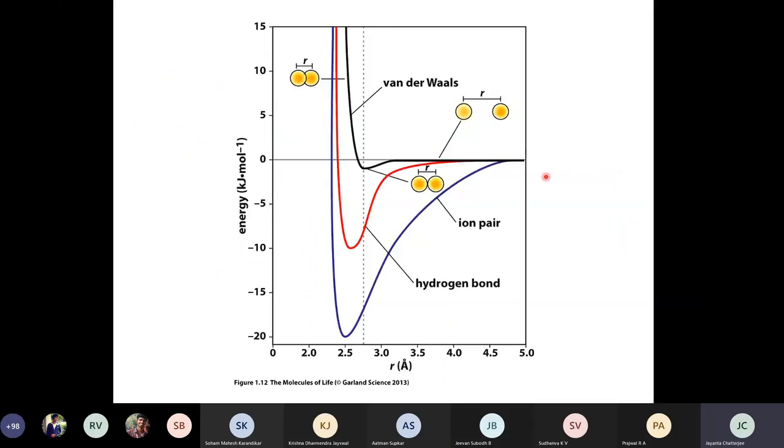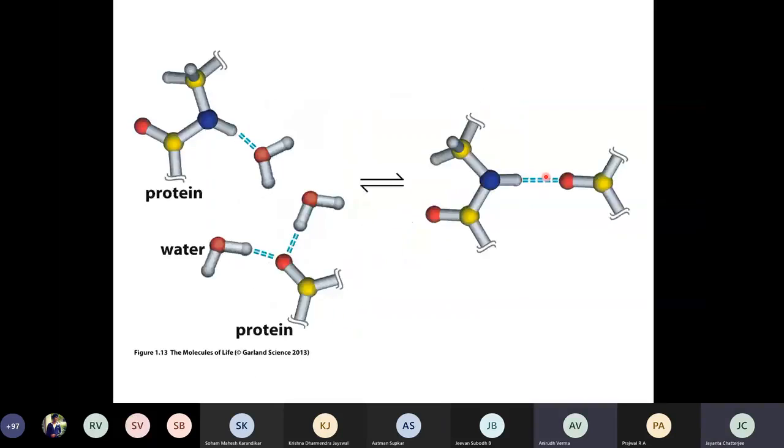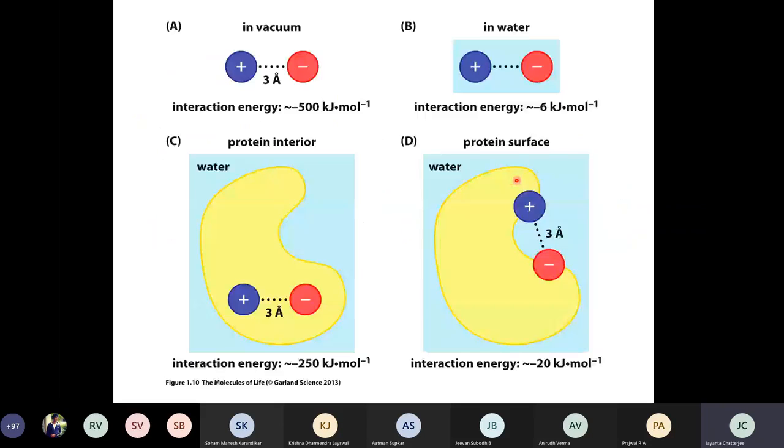Please repeat this part once. Yeah, sure. What I'm saying is, imagine that there is a protein. I'll show you a cartoon and then you can probably appreciate it.